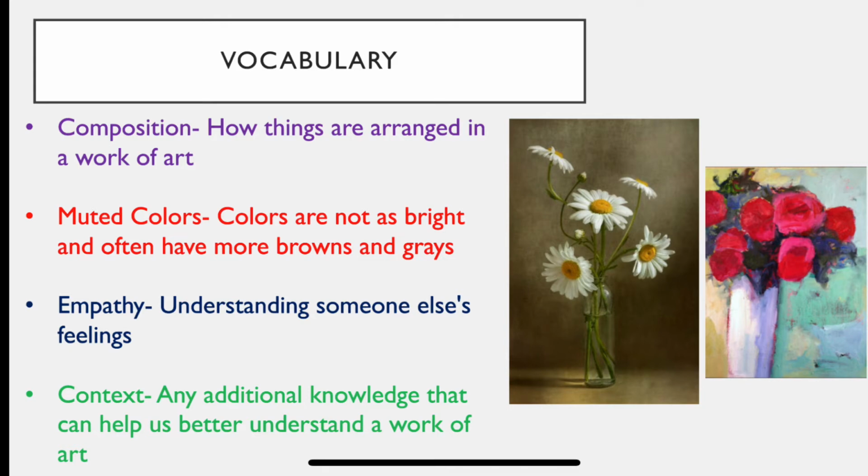So it says any additional knowledge that can help us better understand a work of art. So this is a weird example, but I'm going to use it for a second. We have our sunflowers on the screen, and if we just saw that painting, we would just say, oh, that's a still life of sunflowers. Well, let's imagine that the context behind that painting is that the artist lived near a sunflower field, right? They lived near a sunflower field, and this painting is really supposed to be showing you how much they loved living right near a sunflower field, right? The context changes the meaning of the painting now.